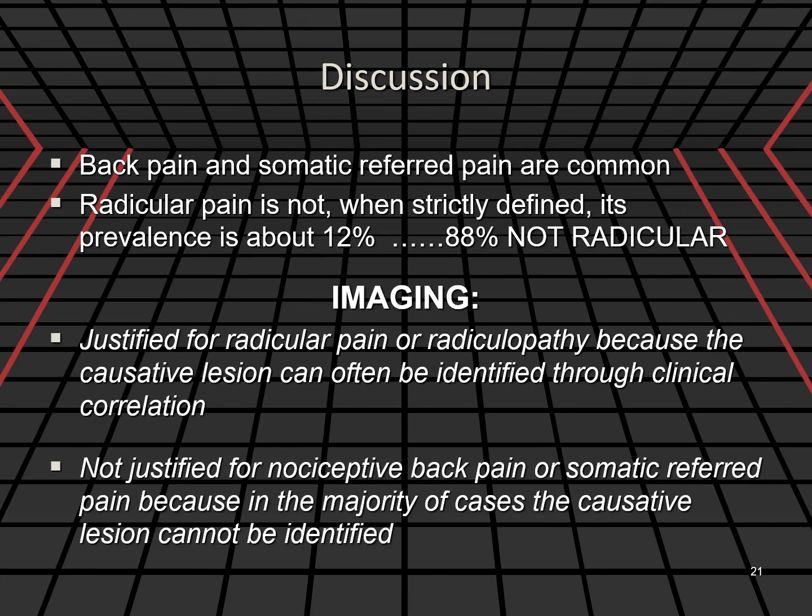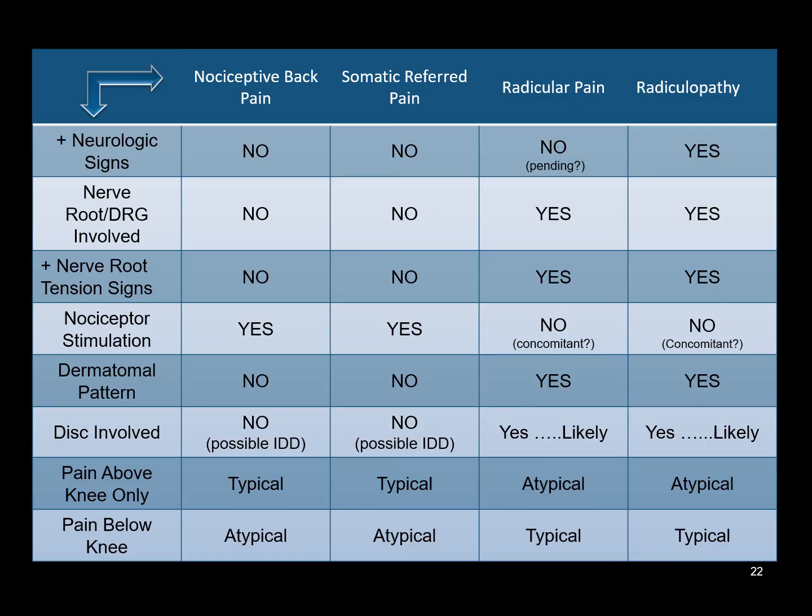Imaging can be justified for radicular pain or radiculopathy because the causative lesion is, as we've discussed, a disc. So you might want some imaging. Not particularly justified for nociceptive back pain or somatic referred pain because these are usually just common garden variety back cases that will respond after a short series of chiropractic adjustments.